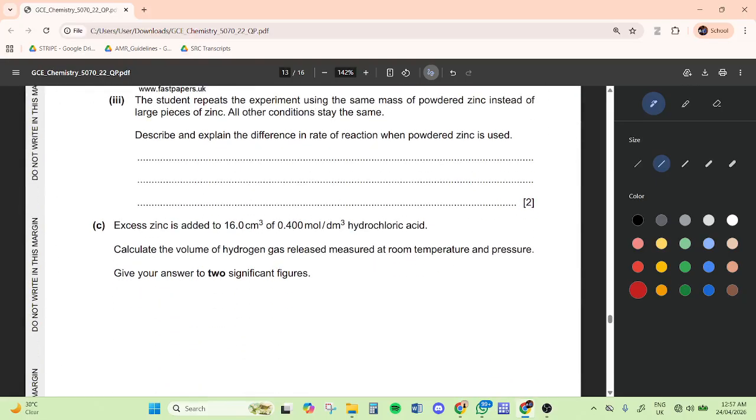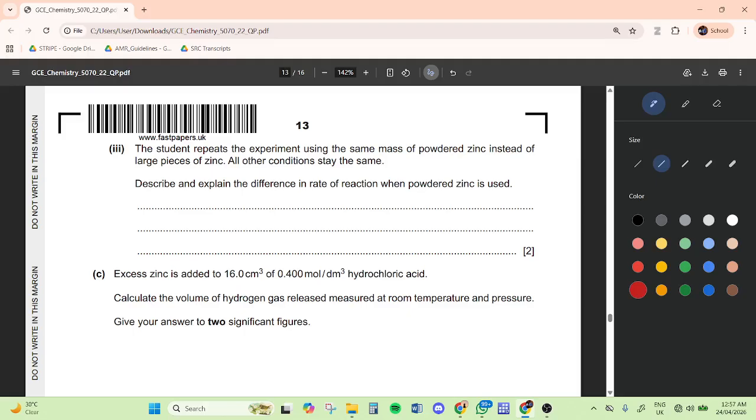All right, so let's move on. The student repeats the experiment using the same mass of powdered zinc instead of large pieces of zinc. All other conditions stay the same. Describe and explain the difference in rate of reaction when powdered zinc is used. This is very interesting. You guys can actually do this at home. If you have a powdered vitamin C tablet, you can crush it up into a powder and add it to water, and you can add a whole vitamin C tablet as well. You'll notice that the powdered one tends to dissolve faster. This is because it has a larger surface area.